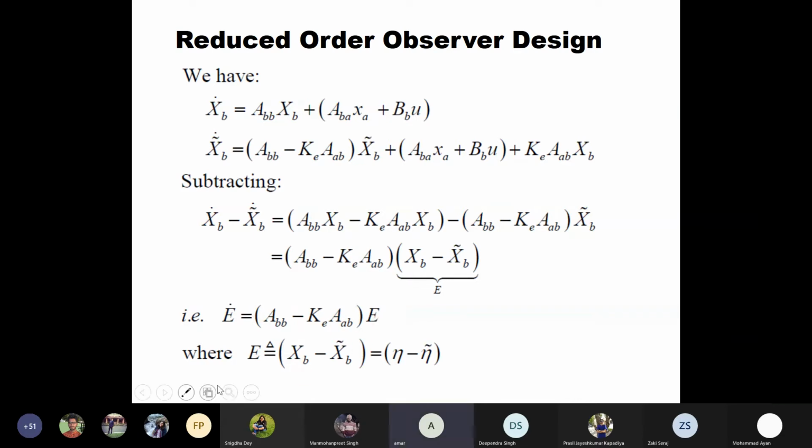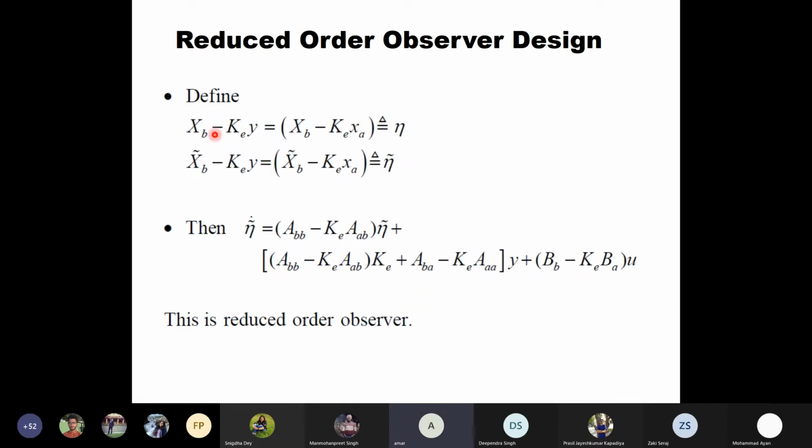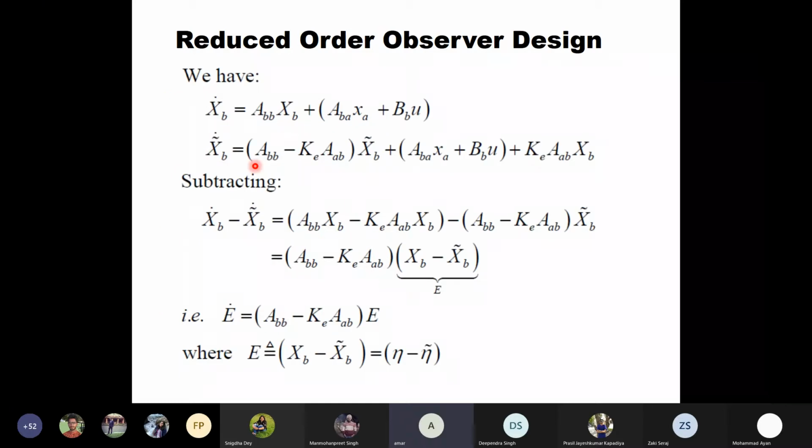So here E will be xp minus xp hat, which is again equal to eta minus eta hat, because eta and eta hat are given by these expressions. So xp minus xp hat is equivalent to eta minus eta hat. So we have this error dynamics expression: E dot is equal to (ABB minus KE AB) into E.